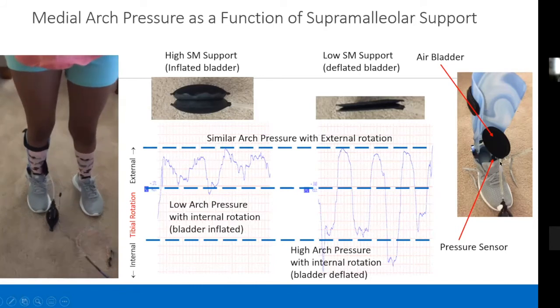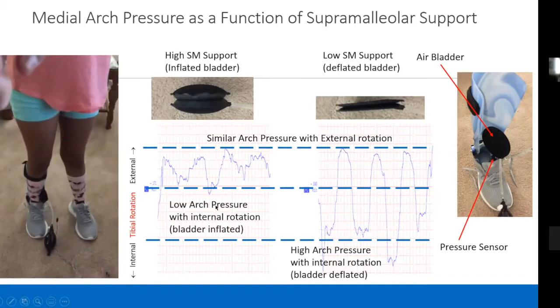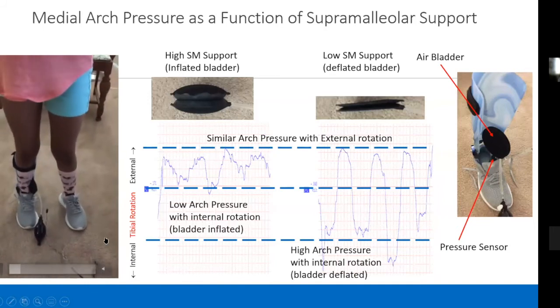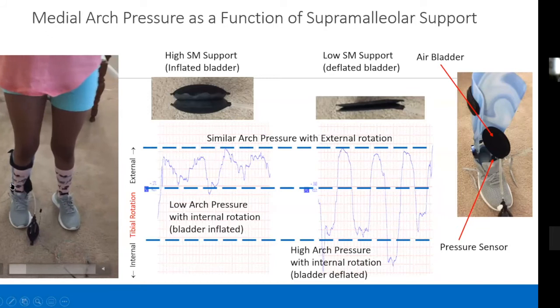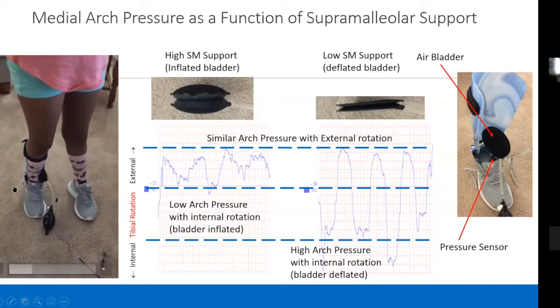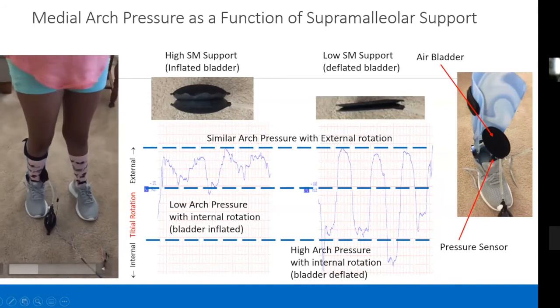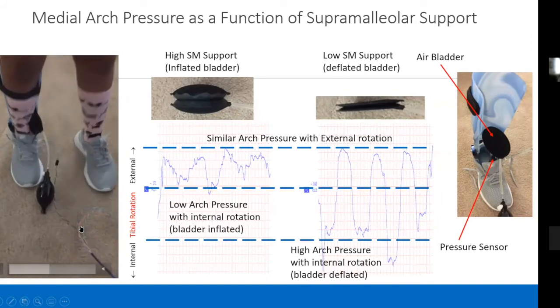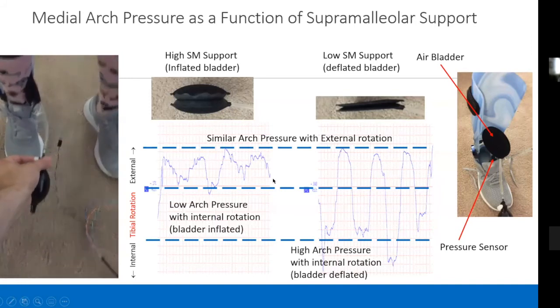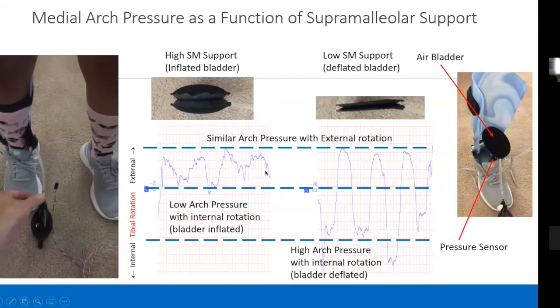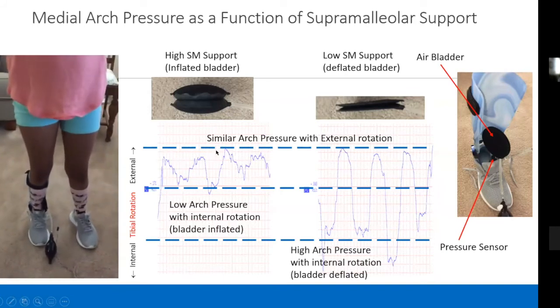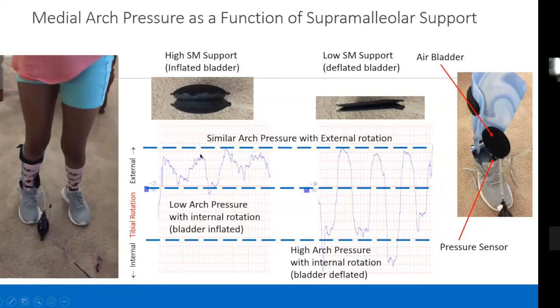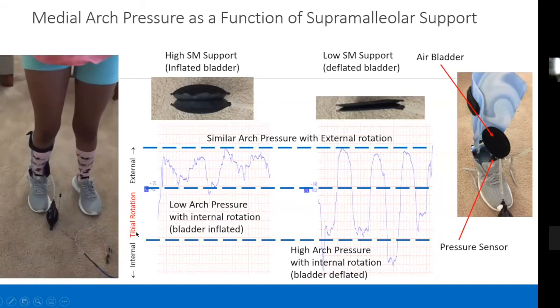And then we put a FlexiForce pressure sensor underneath the arch pad in the AFO so we can measure the arch pressure as she internally and externally rotated her right foot. So what she's doing here is externally rotating, internally rotating. You see she's rotating her hips back and forth. And what she's doing is selectively supinating and pronating her foot by that rotation. And we're measuring the pressure that is occurring at the arch pad while she's doing that. So this is the pressure. It's increasing, decreasing, increasing, decreasing as she internally and externally rotates.